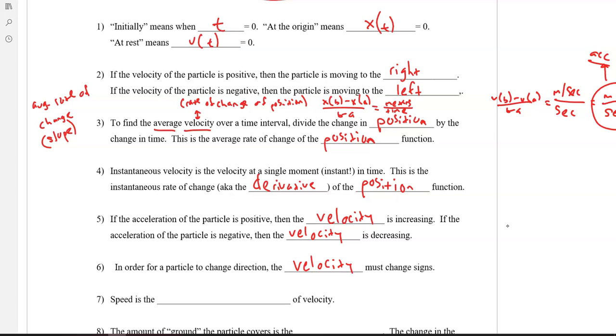So be careful about that. I don't want to use those things interchangeably. Speed is the absolute value of velocity. Speed, that's right. Speed is the absolute value of velocity.